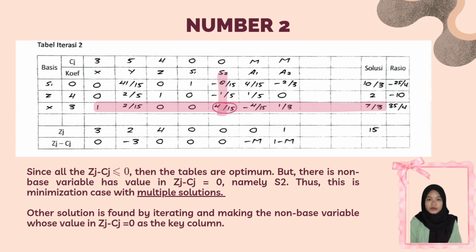The other solution is found by iterating, making the non-base variable whose value in zj minus cj equals 0 the k column. In this case it is S2. Find the ratio in the same way as before and we will get the k row of this iteration, which is the variable x. The k number is 4 divided by 15.